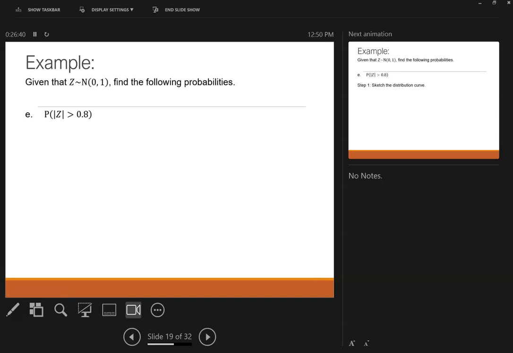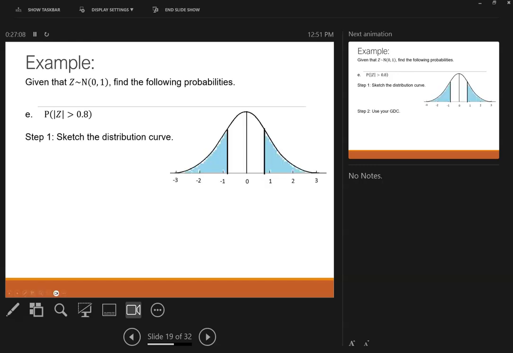What if I say the probability that the absolute value of z is greater than 0.8, excuse me. So if I draw this, that means that things like 0.9, 1, 1.1, etc. would all be included. But so would things like negative 0.9, negative 1, negative 1.1, but nothing in the middle. So how am I going to do this? It's not connected, Mr. Kulik.